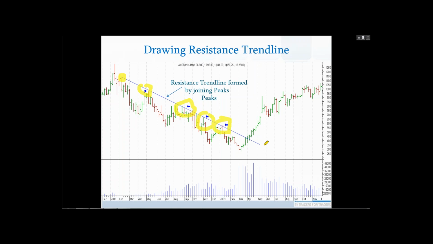And this line is being drawn. So this line shows that the trend line which is on your screen is a resistance trend line, and the stock is getting resistance at all the top points.